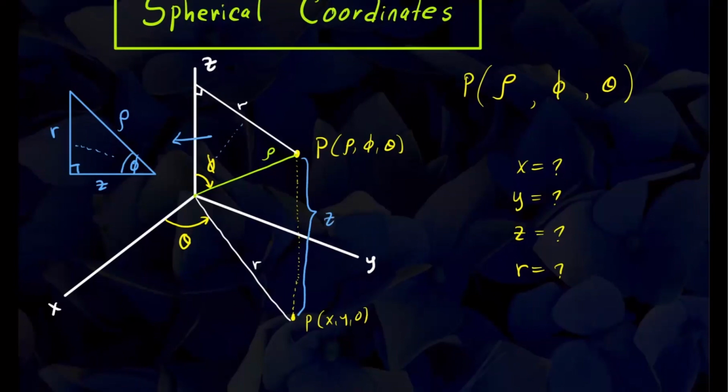So now let's work with this triangle and figure out what will be an expression for x, y, and z, and also r in spherical coordinates.